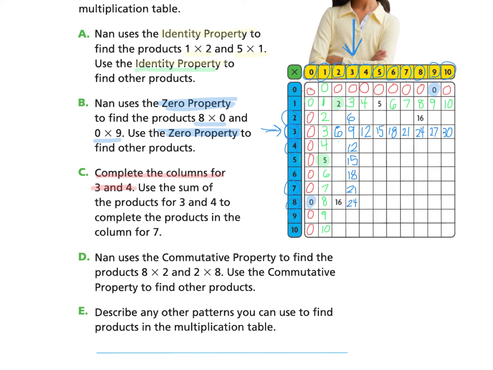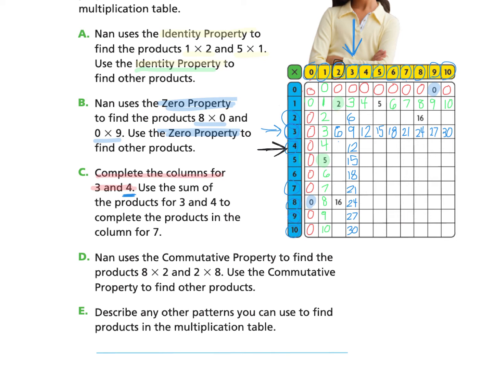3 times 9. I'm just filling in what we already know here. Okay, then it also asks us to do the same thing for the 4's column. So I'm going to switch colors here to try to make that a little easier. Okay, so now we have column 4. And again, some of it's already filled in for us.